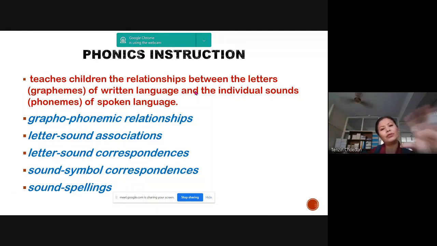Okay. So the whole idea is it's a relation between the sound and the letter, right? The letter of the alphabet and the sound it produces. Right. So this is phonics.